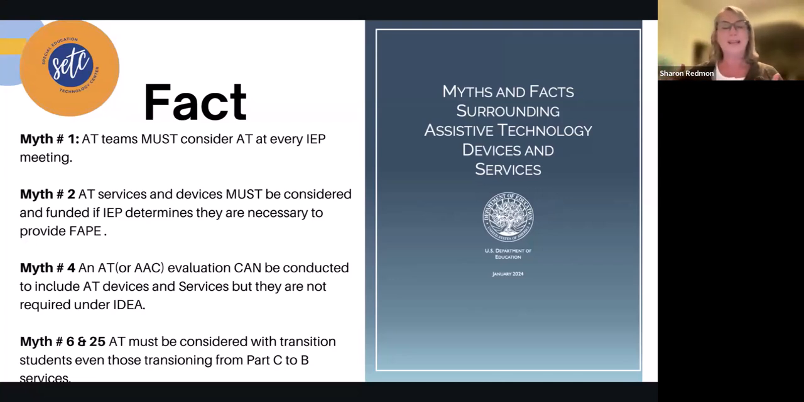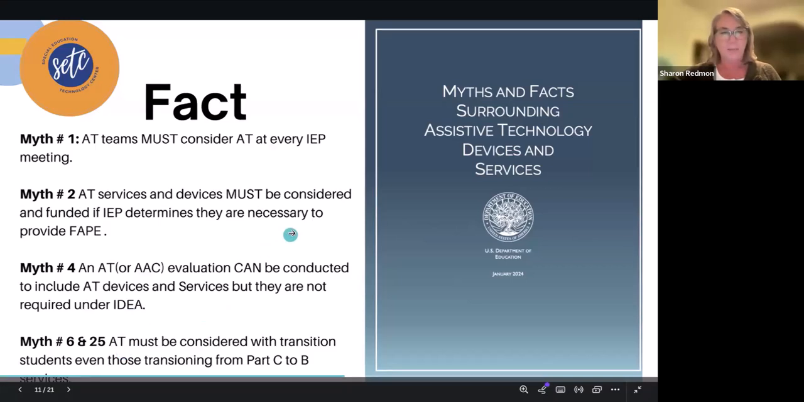So this can be kind of confusing, and I've had admin that are confused by this as well. So I just want to put it out there. You don't have to have a formal assistive technology evaluation in order to write that into the IEP. It cannot be a barrier for a student to get assistive technology or AAC. Those formal evaluations can happen, but that doesn't restrict the IEP from having those AT or AAC pieces put in.